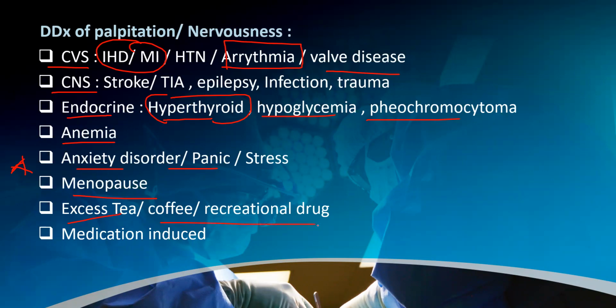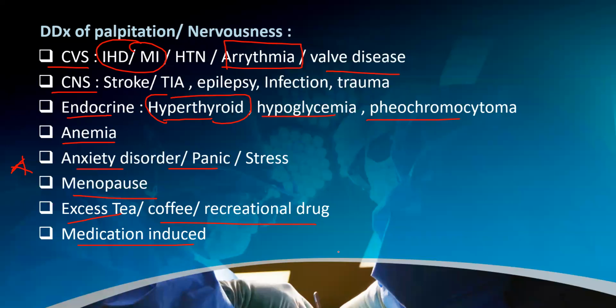Excess tea, coffee, recreational drugs, or even alcohol intoxication or alcohol withdrawal can be a DD. And sometimes some of the medication can cause palpitation. One of the very common ones is, let's say someone is an asthmatic or COPD patient and is using too much Ventolin or beta agonist drugs, and that salbutamol, Ventolin, those inhalers can cause tachycardia or palpitation. All right, so try to rule out all of these things.